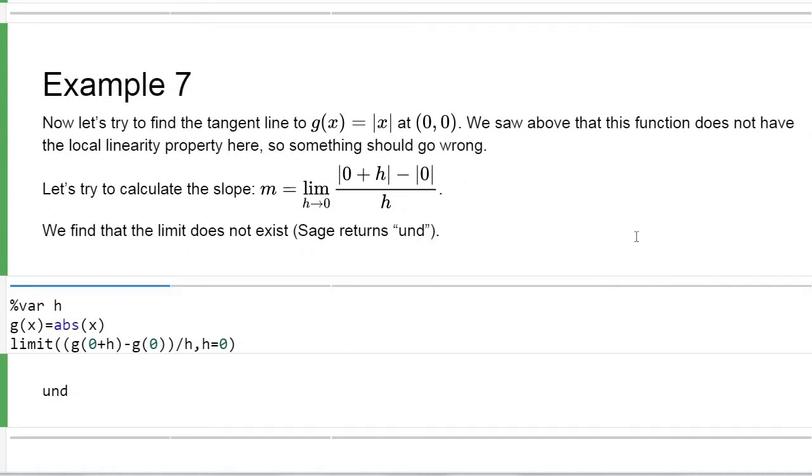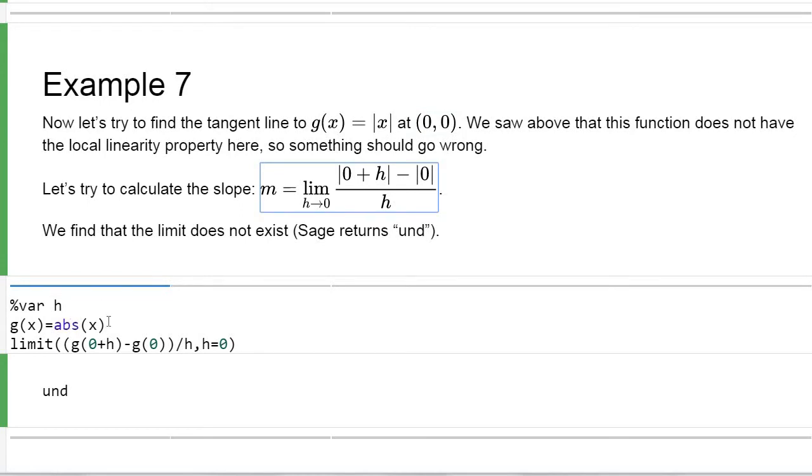One last example. What happens when you don't have the local linearity property? Something should go wrong in this whole process. So let's go back to the absolute value function at the particular point 0, 0. Remember, we saw up above that there's a sharp corner there. I said it does not have the local linearity property. So what happens? Let's try to compute the slope.